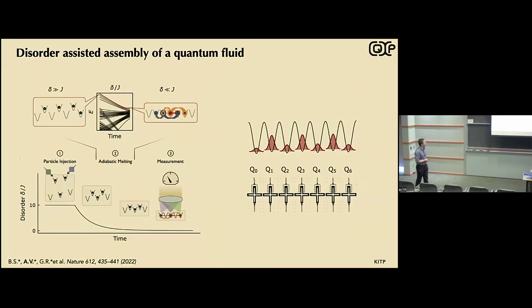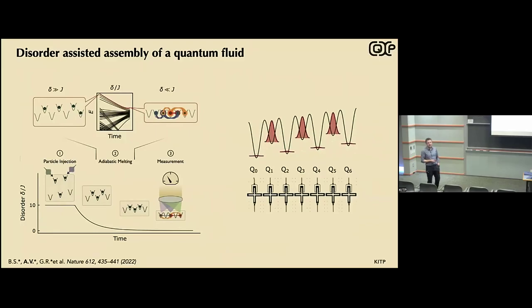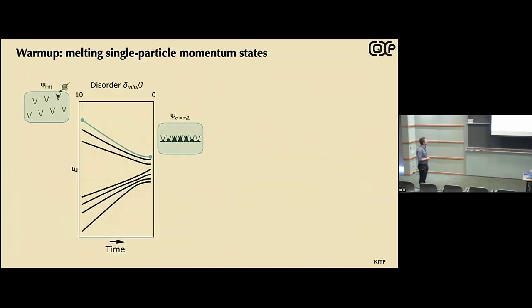So this is our protocol, and as always, it makes sense to benchmark it with the easiest thing you can do. So we're doing this warm-up by trying to melt single-photon, single-particle-in-a-box eigenstates. These are things you see when you take an undergrad quantum mechanics class. So here I'm showing you the dependence of the eigenstates and the eigenenergies as a function of disorder. Here it's time, but we're changing disorder as a function of time.